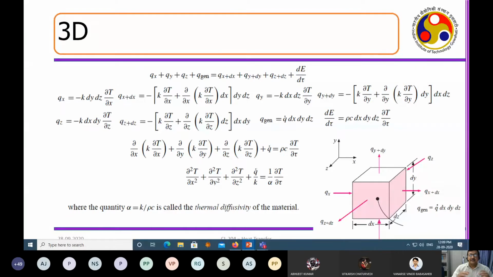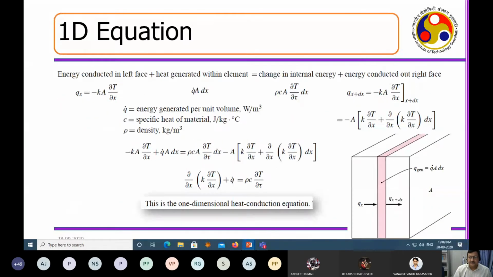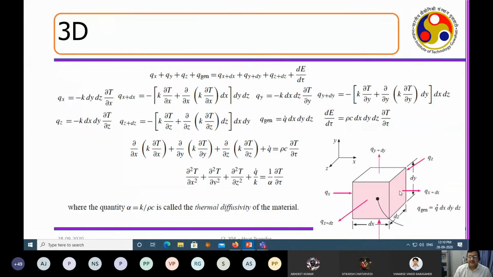Now we extended this study. Here we were doing it for a single dimension only. Now here we are doing it for multiple dimensions. Suppose I take a cube and I have one side at x and the other side at x plus dx. So this is a differential volume element, having a volume of dx, dy, and dz.